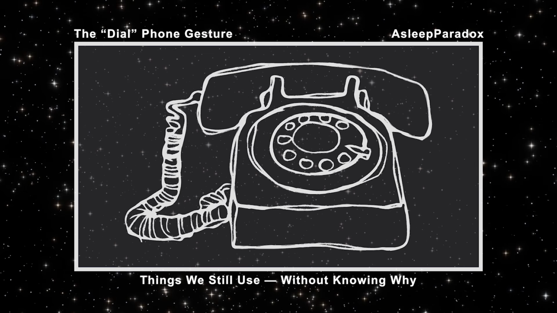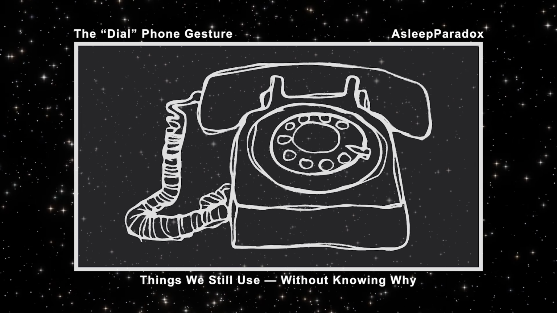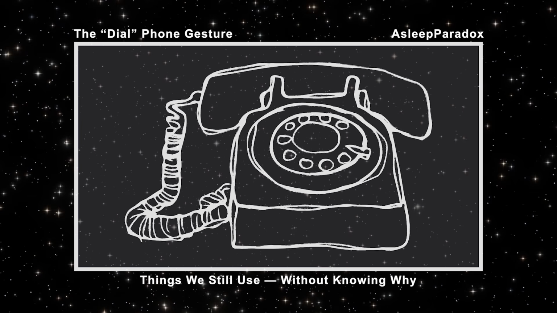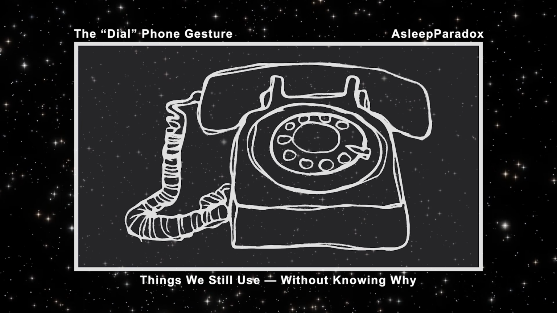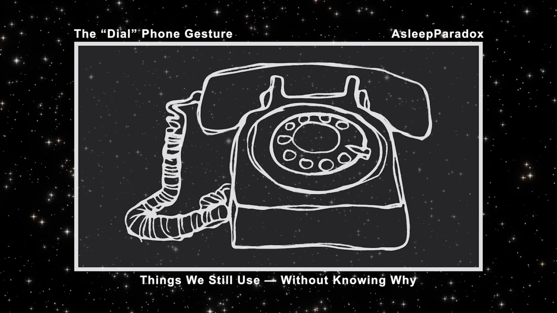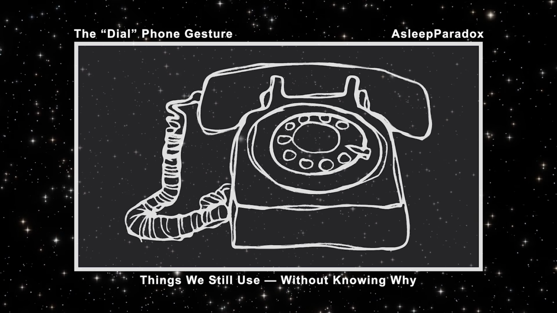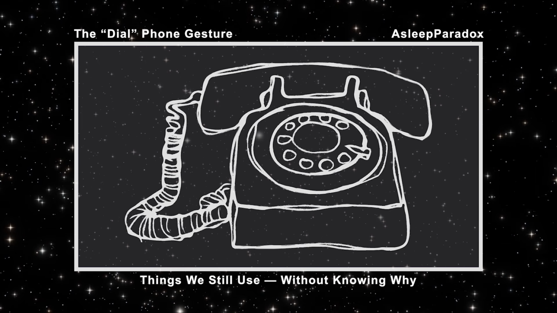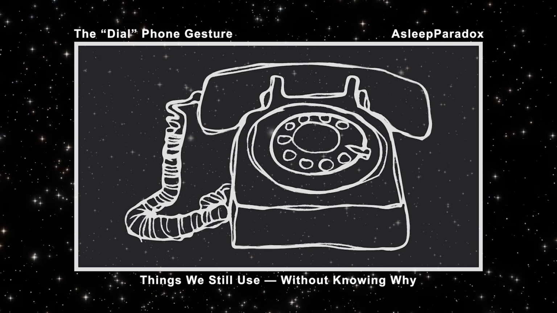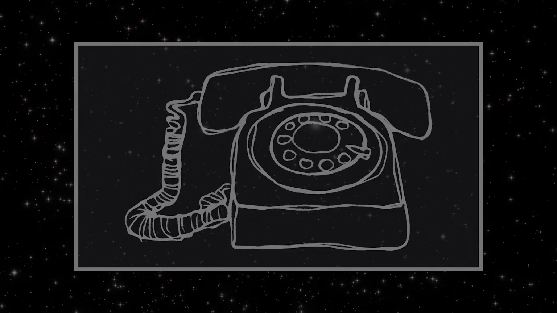The dial phone gesture is therefore more than nostalgic mimicry. It is a cultural residue of early automation in communication technology. Though the circular dial has disappeared from most households, its motion survives in language, media, and everyday expression. What once operated through gears and pulses now travels as digital data. Yet the memory of turning a wheel remains embedded in how people imagine the act of calling.